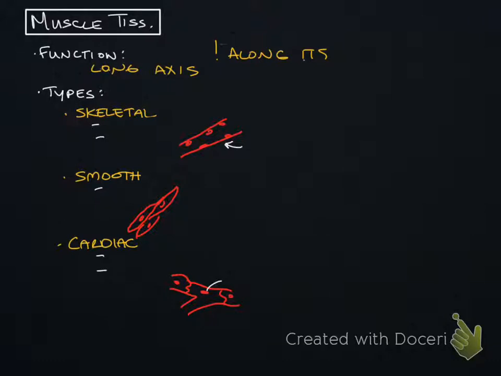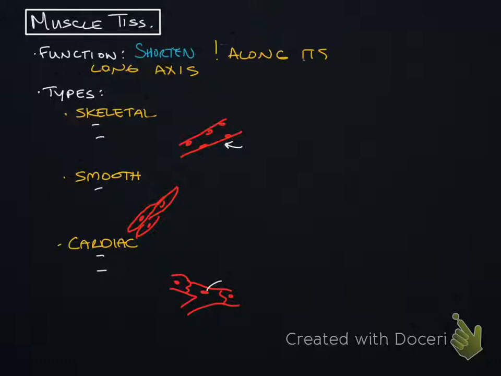Alright, so these last 2 pages of notes go over the final 2 broad categories of tissue, and that's muscle and nervous tissue. So I would suggest knowing the characteristics and the functions listed in your notes. So muscle tissue, its main function is to shorten, to contract along its long axis. And we have 3 types: skeletal, smooth, and cardiac. So make sure you know your types, know its function, and then also these characteristics.